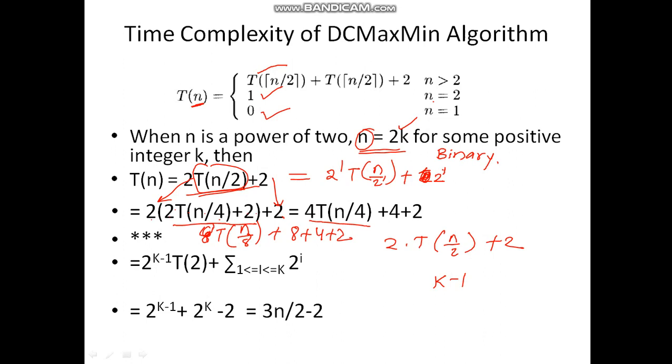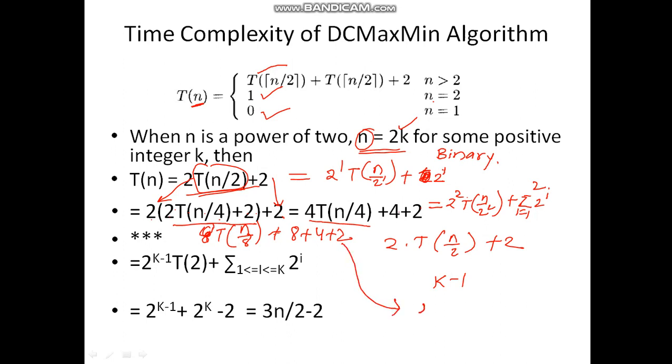If I expand this one, what I get is 2 raised to 2 into t of n by 2 raised to 2 plus summation of 2 raised to i from i is equal to 1 to 2. So 2 raised to 1 is 2, plus 2 raised to 2 is 4. If I do it for the third time, what I get is, I will rewrite this equation here.